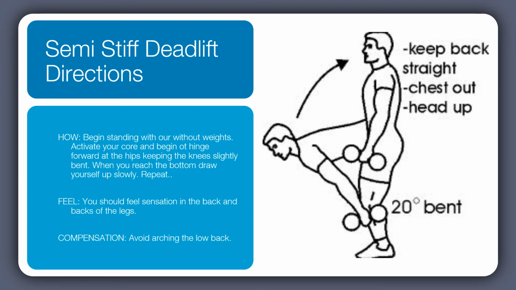The semi-stiff deadlift directions. You can start to do this with weights, and then with dumbbells or barbells. You're in a standing position, you engage the core, you bend the knees slightly, and then you begin to hinge forward, coming down as low as is comfortable for you, trying to keep the back straight and the core engaged, and then coming back up.